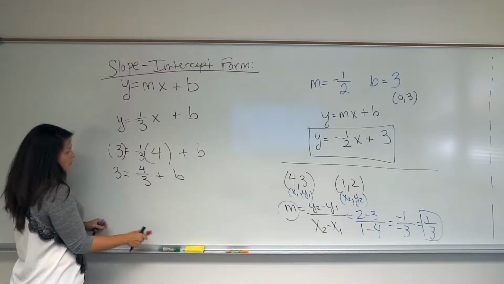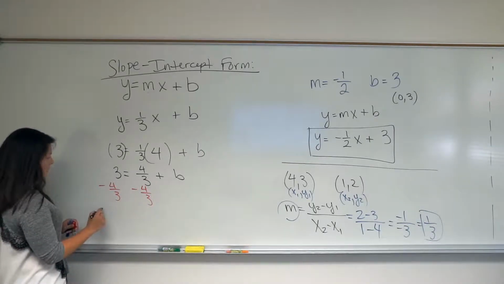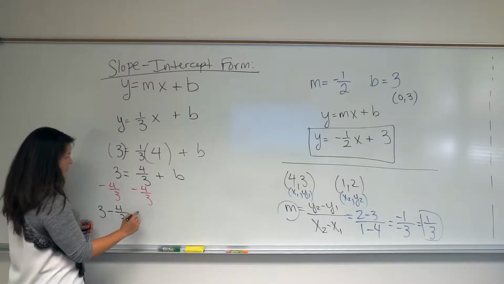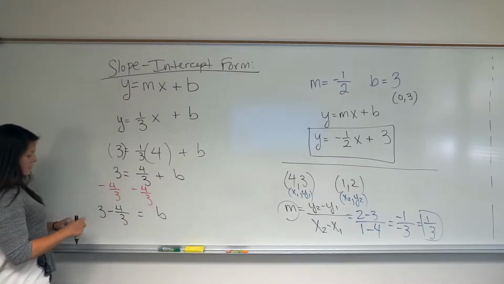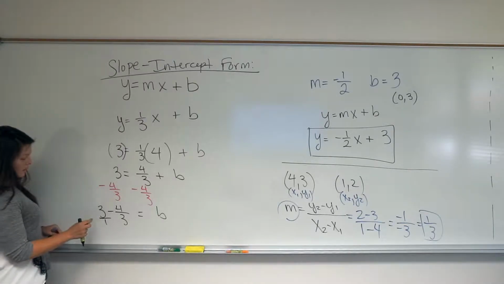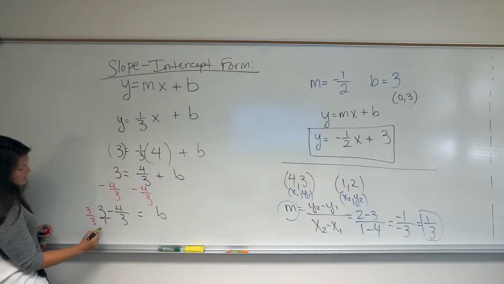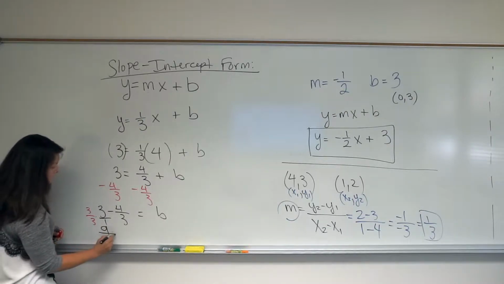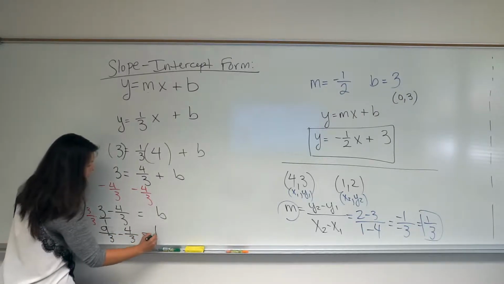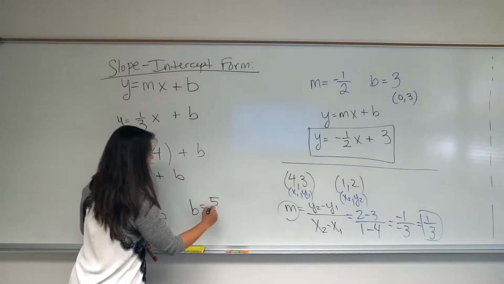Let's subtract 4/3 from both sides. We get 3. I'm just going to write it out like this first. And now, how do we subtract fractions? I need a common denominator. So I'll go ahead and write this 3 as 3/1. I'll multiply by 3/3 to get that common denominator of, this is 9/3 minus 4/3 equals b. So you can see that b is equal to, 9 minus 4 is 5 over your common denominator of 3. So b is 5/3.